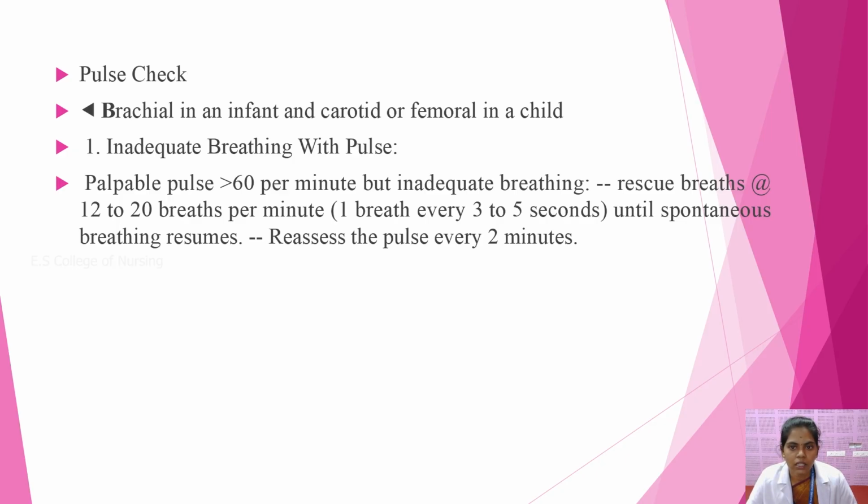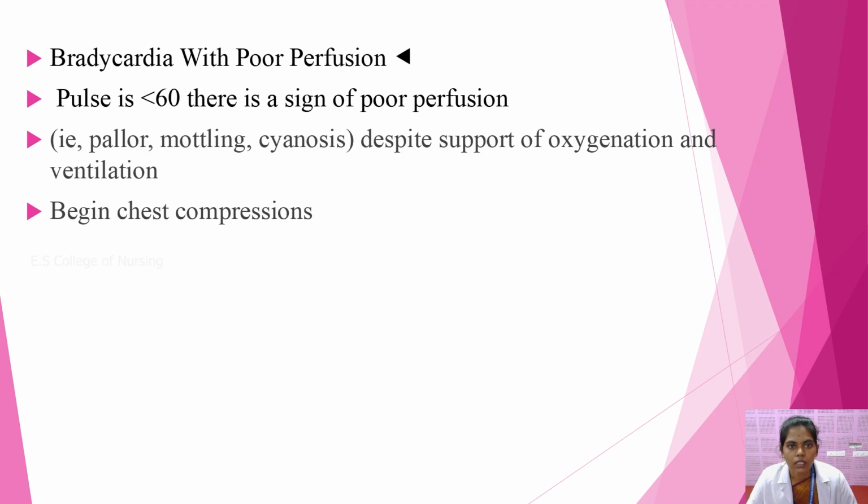If there is inadequate breathing with a palpable pulse greater than 60 per minute, give rescue breaths at 12 to 20 breaths per minute, one breath every 2 to 5 seconds until spontaneous breathing resumes. Reassess the pulse every 2 minutes for BLS. Next, bradycardia with poor perfusion means the pulse is less than 60 with signs of poor perfusion, for example pallor, mottling and cyanosis. Support oxygenation and ventilation, and give chest compressions also.